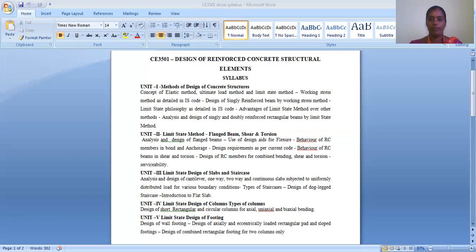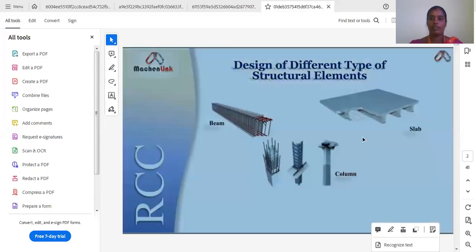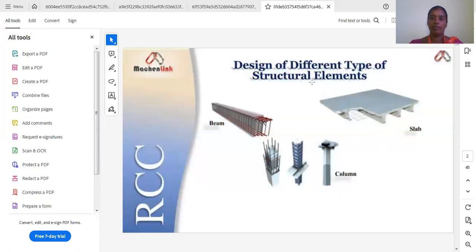Here you can see the design of different types of structural elements. This picture shows the beam. It is a horizontal member, and the column is a vertical member. Then it is a slab.